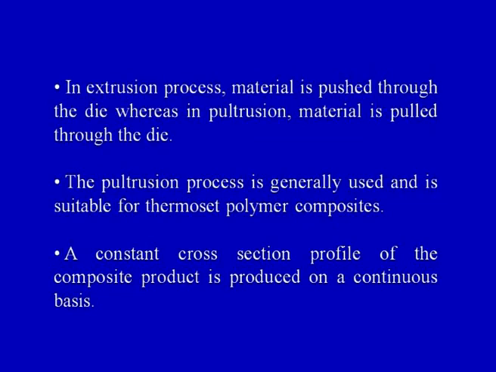The pultrusion process is generally used and is suitable for thermoset polymer composites. It is one of the important processes for polymer matrix composites. A constant cross-section profile of the composite product is produced on a continuous basis. So the two important points to explain here are that a constant cross-section profile of the composite is made, and that it is made on a continuous basis. This point has already been highlighted, that pultrusion is a continuous process. Once the process has been started, we will get the output on a continuous basis.